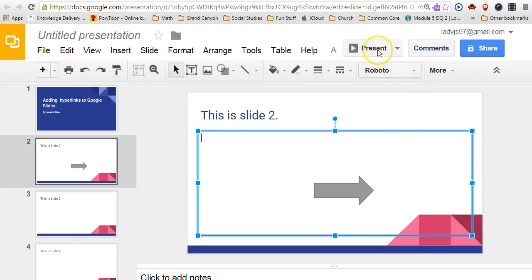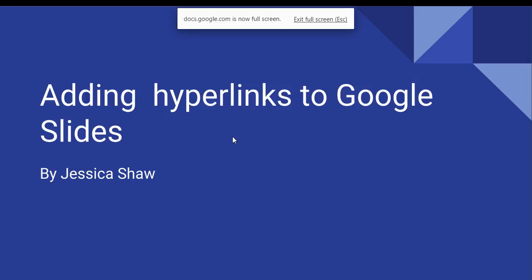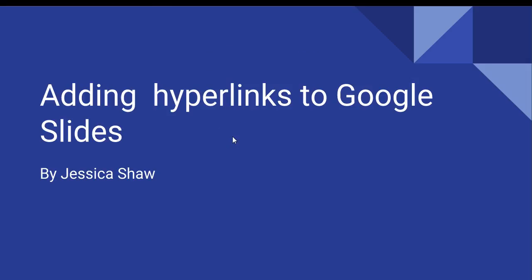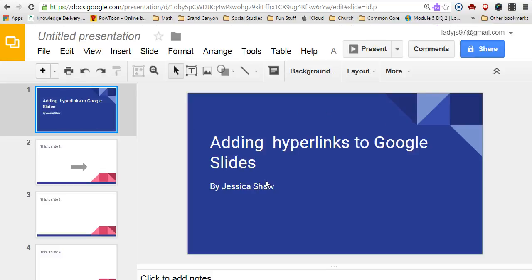So when I click present, and if I go back to slide 1, start with slide 1, I hit my arrow to go to slide 2, just on the keyboard. I can then click on the arrow, see how the hand shows up? That now will link me back to the first slide. So that is a hyperlink to the first slide.